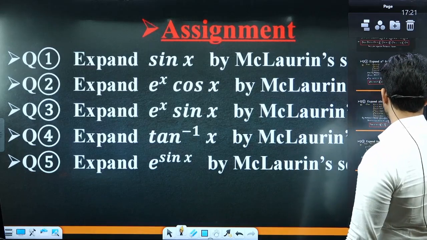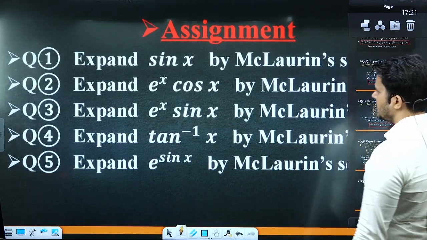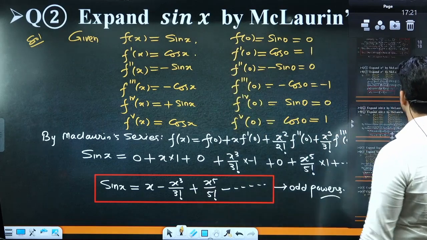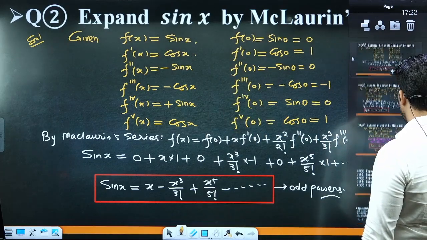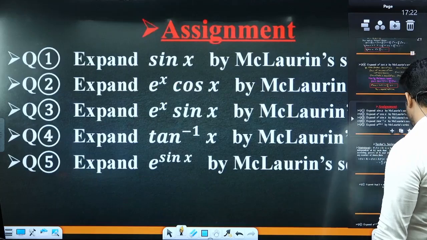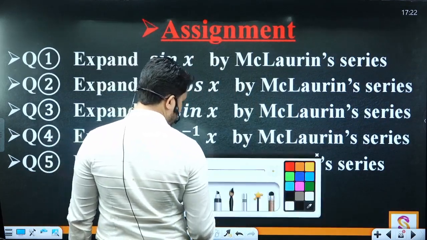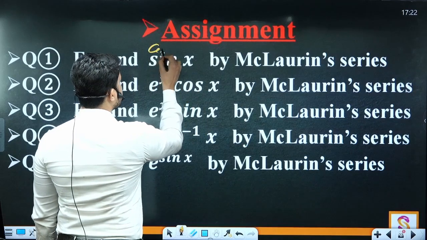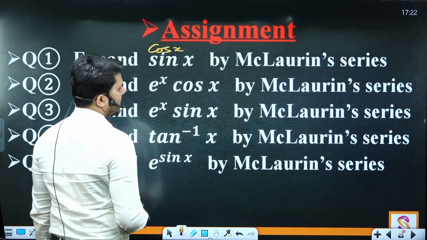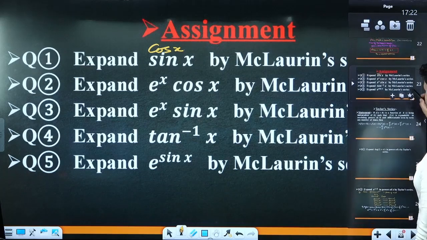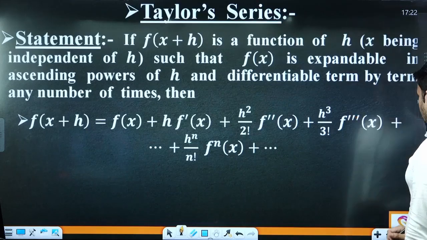sin x वैसे हमने क्वेश्चन में कर लिया एक बार, है ना. क्वेश्चन नंबर 2 ये था ना, sin x का एक्सपेंशन. तो आप cos x का कर लेना, इसको cos x कर लेना. ठीक है, यहाँ आप इसको cos x लिख लेना, क्योंकि आपने sin का कर लिया है. यू विल एक्सपेंड cos x. ठीक है, नाउ मूव टू द नेक्स्ट टॉपिक.